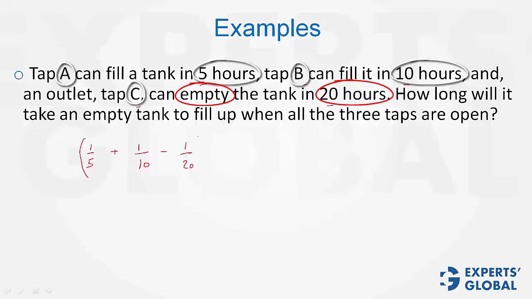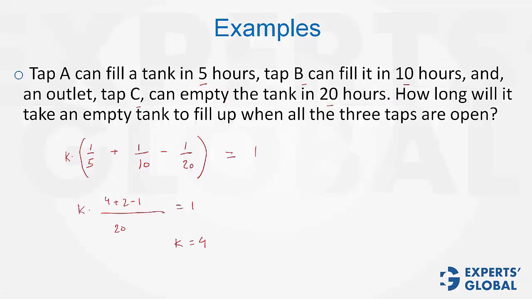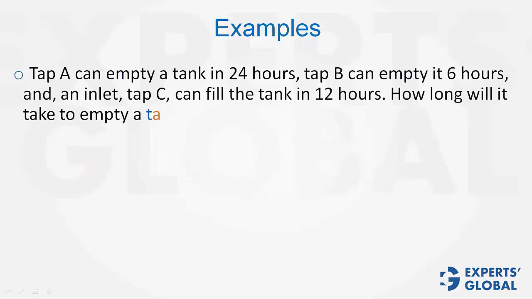Therefore, if they take k hours to complete the work, then k times this sum should give us 1, the total amount of work that we assumed. Now simply solve it for k. That's also quite straightforward. K times (4 plus 2 minus 1)/20th equals 1. So k turns out to be 4. That's the right answer. Look at the next one now.